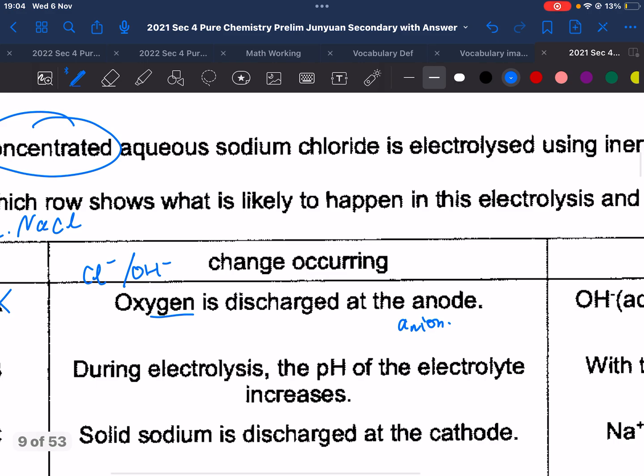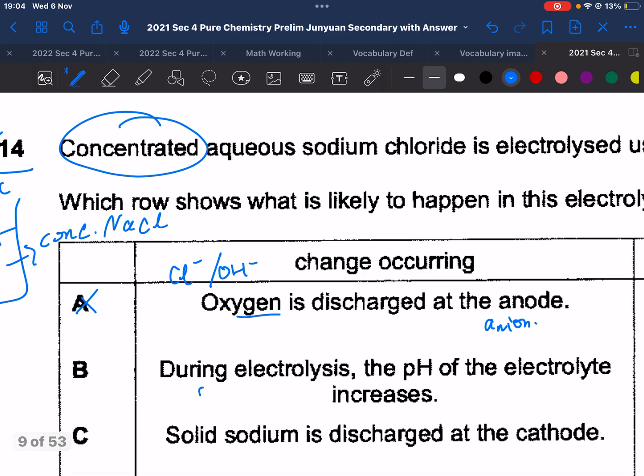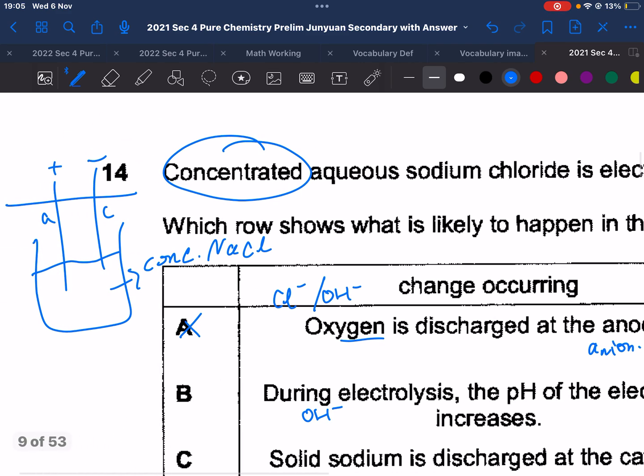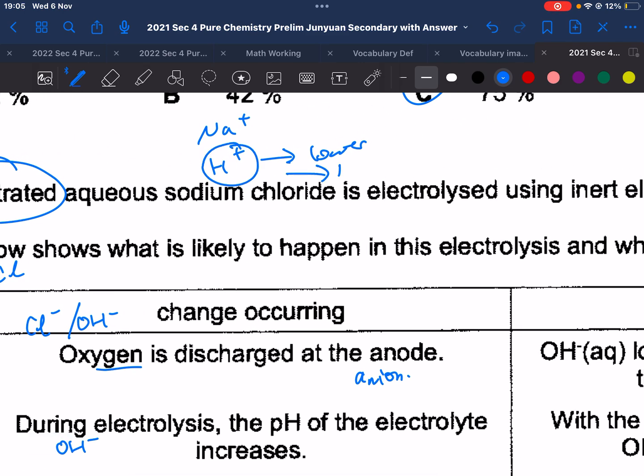Okay, during electrolysis, the pH of the electrolyte increases. Again, is this true? OH minus remains because OH minus does not get discharged, as discussed earlier. Cl minus is the one that gets preferentially discharged. If the pH increases, it means it becomes more alkaline, which means I will have fewer hydrogen ions. So is hydrogen preferentially discharged? Yes, it is, because in the electrochemical series, hydrogen ion is placed lower than the sodium ion. So hydrogen will be discharged to form H2 gas.